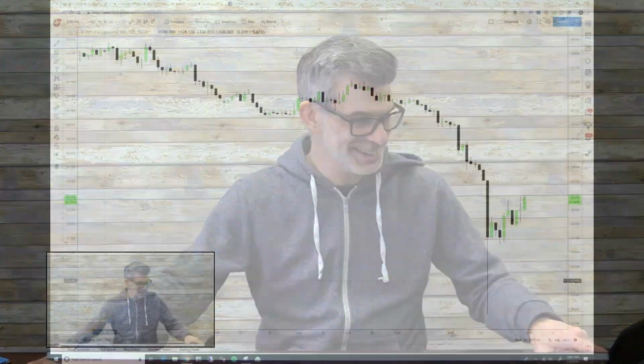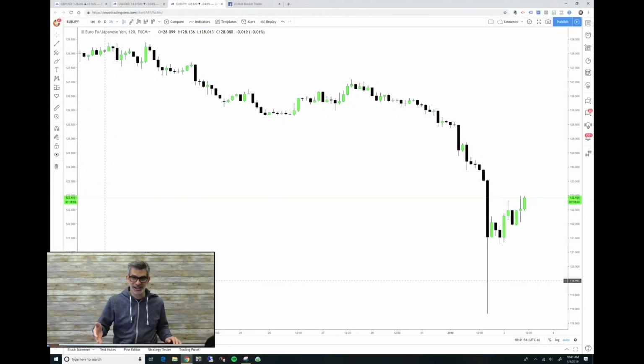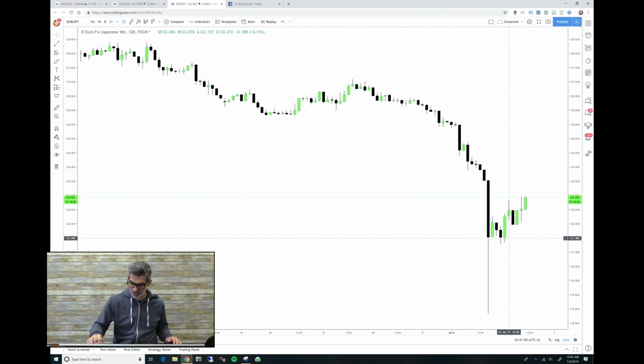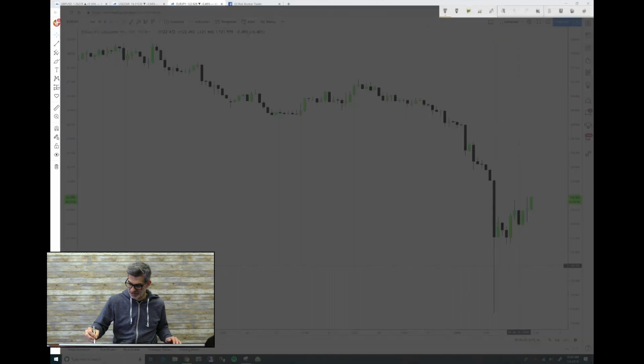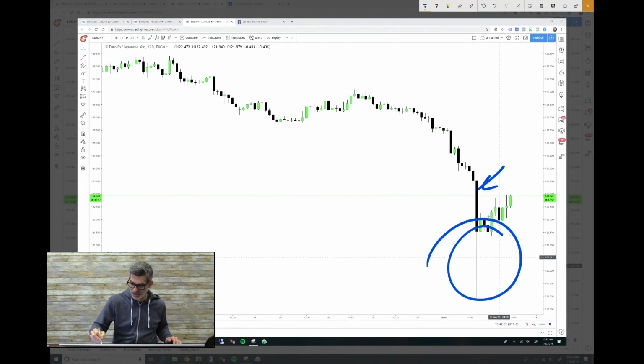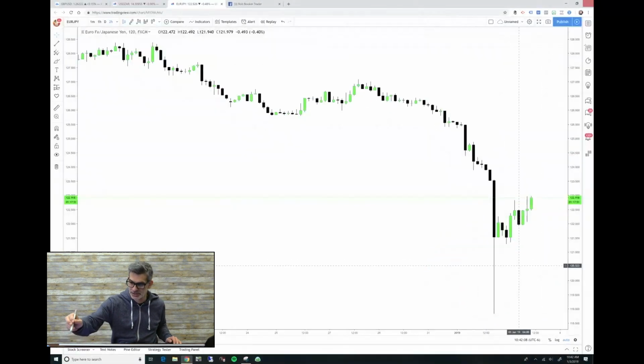So the question is, how does this compare to what we saw yesterday? Well, let's take a look. Here's the euro yen yesterday, 2-hour chart. Looks pretty similar. Giant candle wick here at the bottom. You can see it right here at the bottom. I'll even mark it up here. A candle body, and then a giant shadow or wick. I mean, it's the same thing.